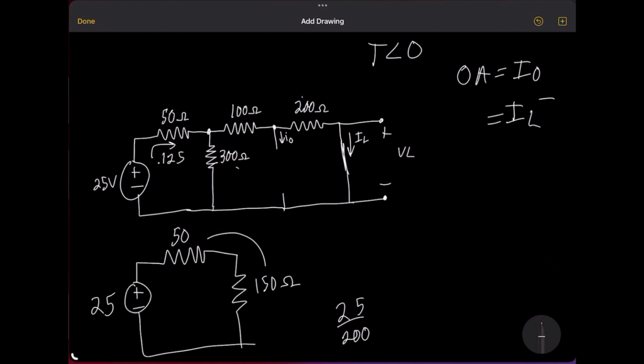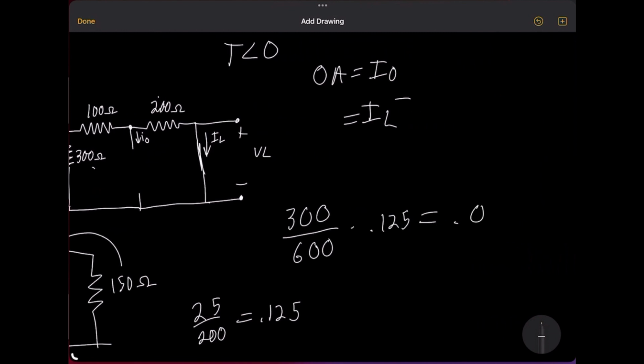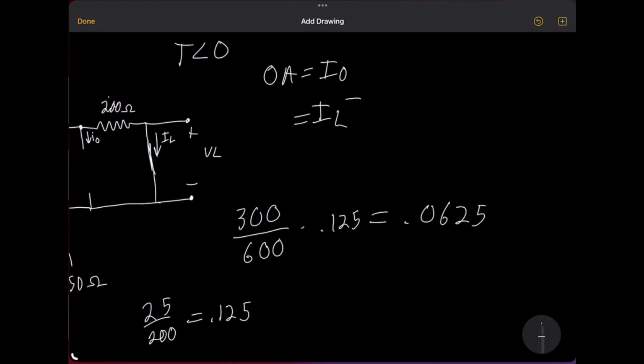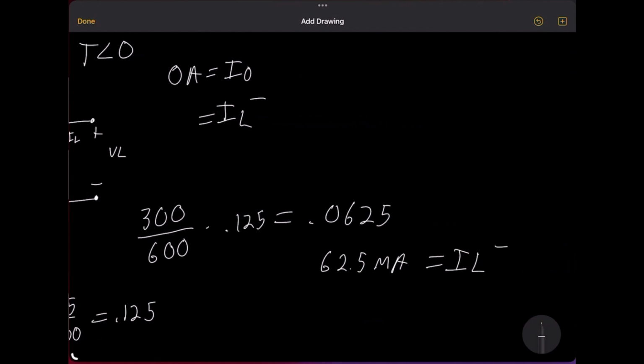So what we're going to do, we're going to set up as the ratio of the opposite. Well, they're both equal, so it doesn't matter. Total resistance on the bottom times the incoming current. And that's going to give us 0.0625, aka 62.5 milliamps. And that's going to be our IL to the left of 0.